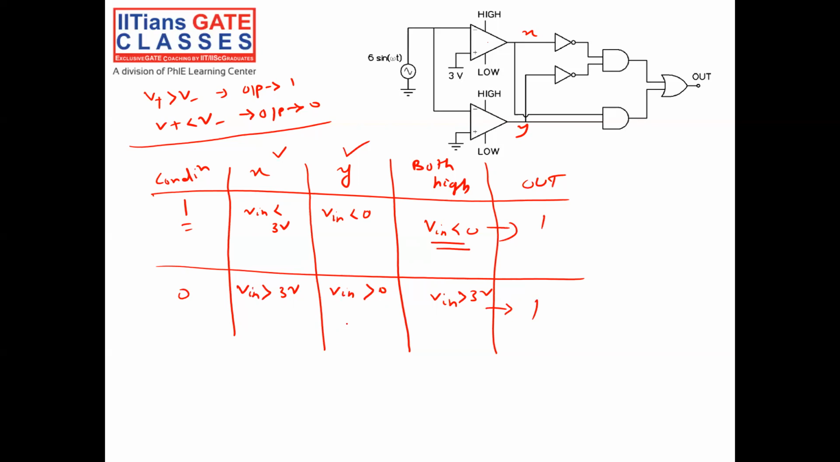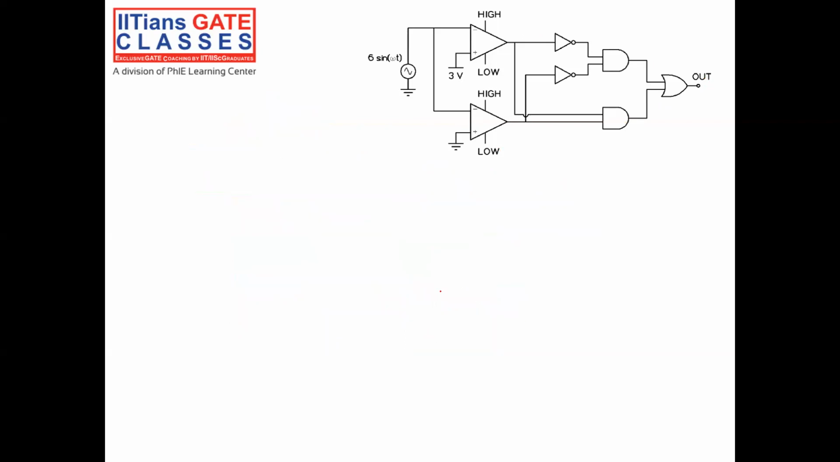So the condition for my output to be 1 is, one condition, Vin less than 0. Another condition is Vin greater than 3 volt. This is the second condition. Okay, so now let's see the fraction of time it is high. Take a sine wave, one period.